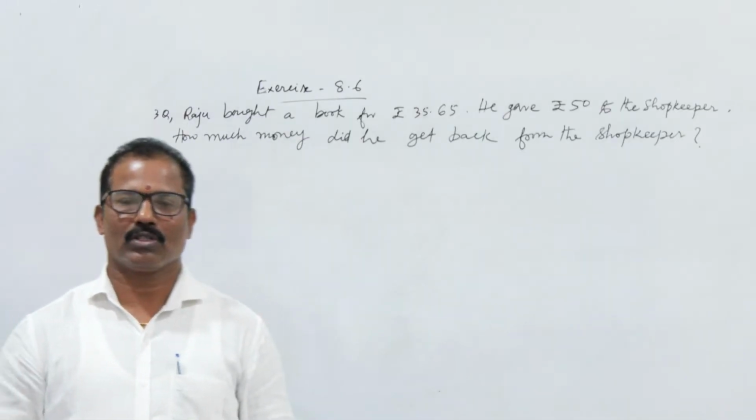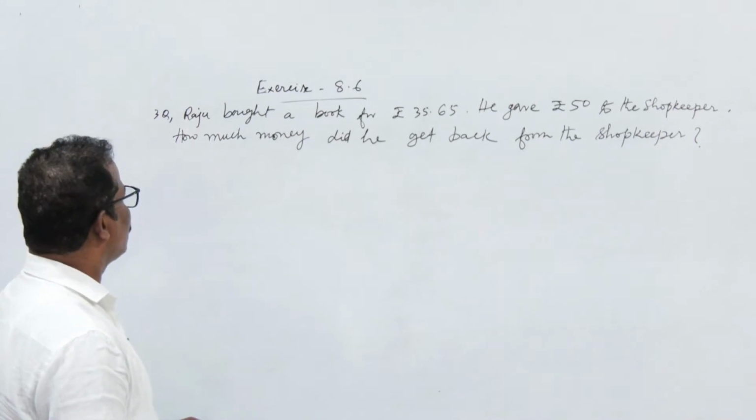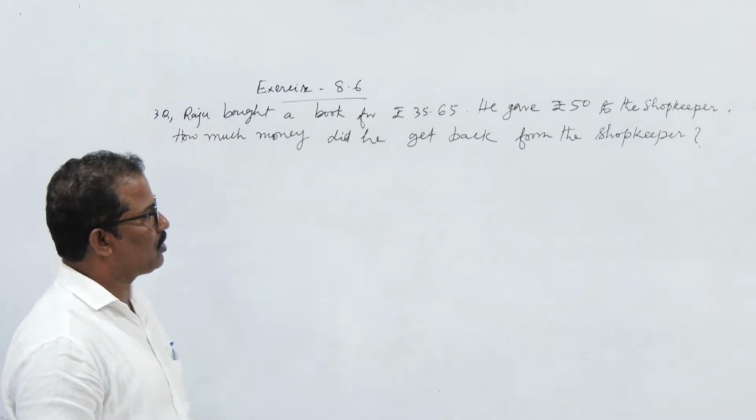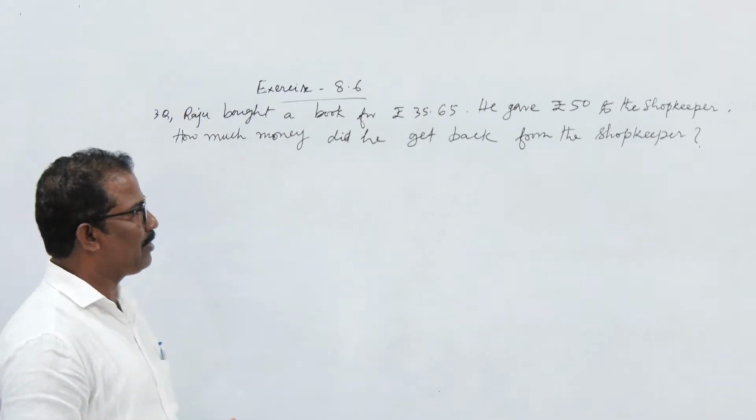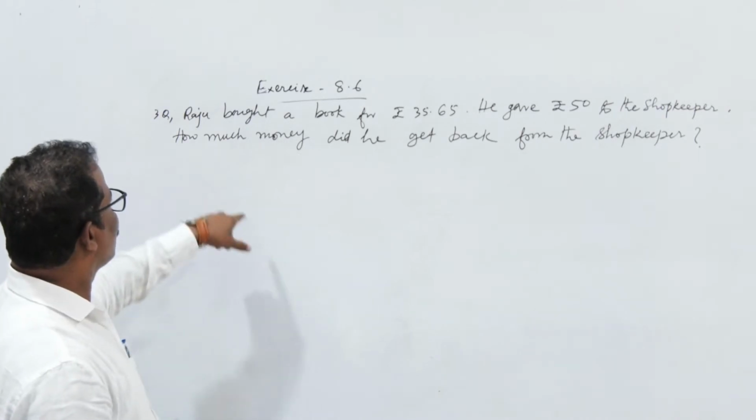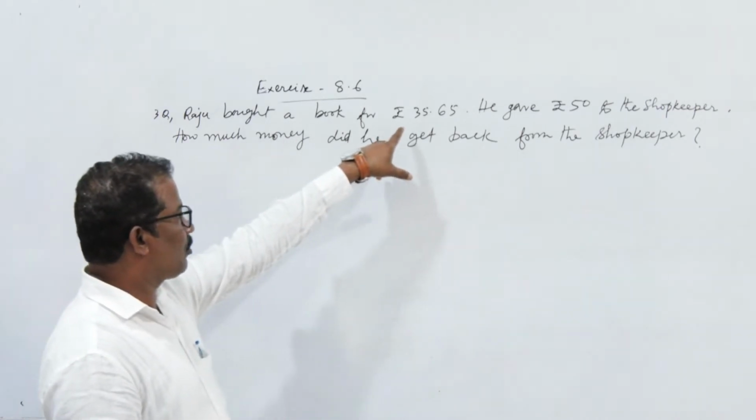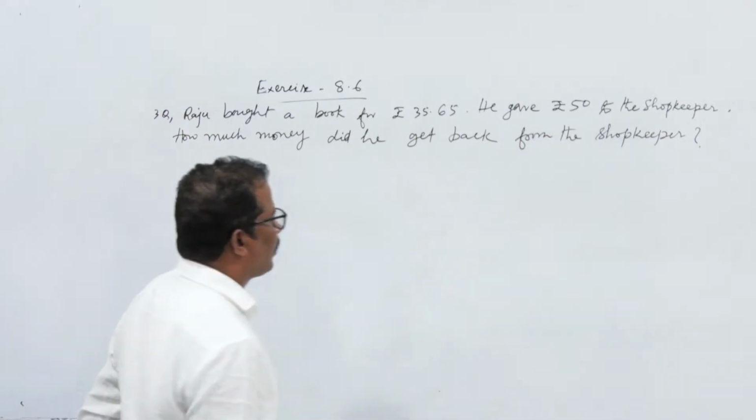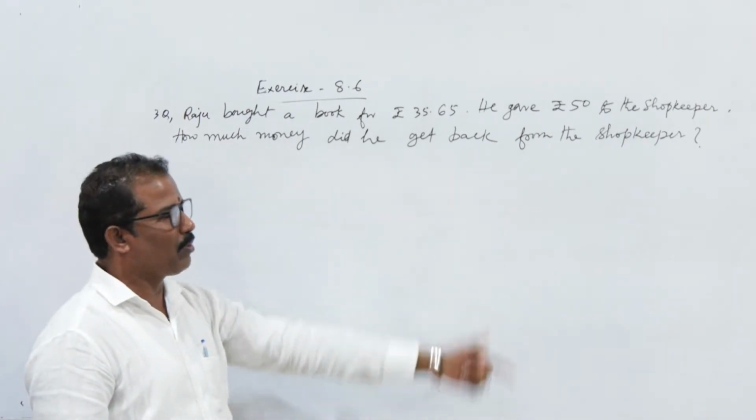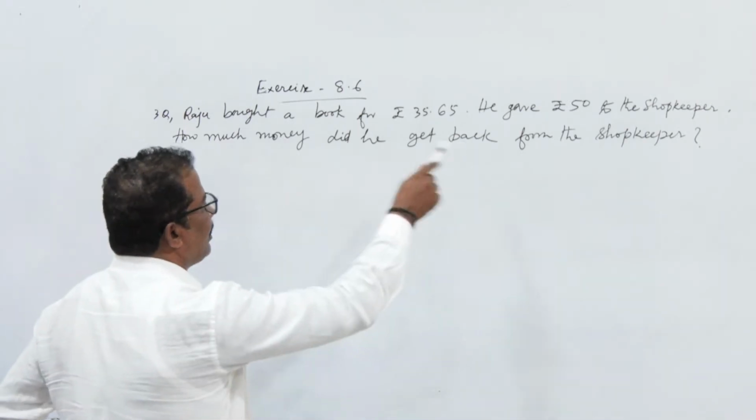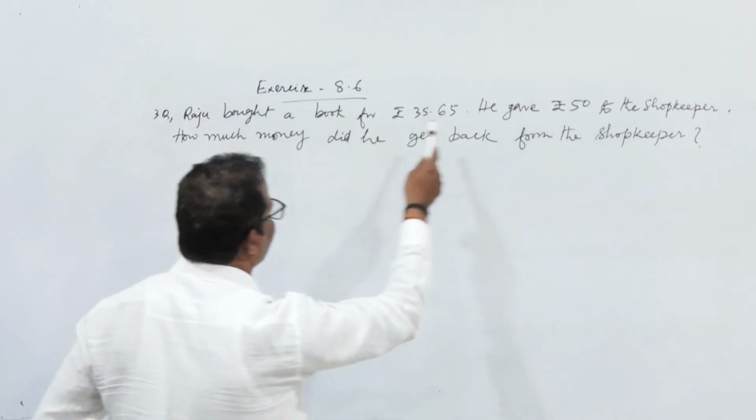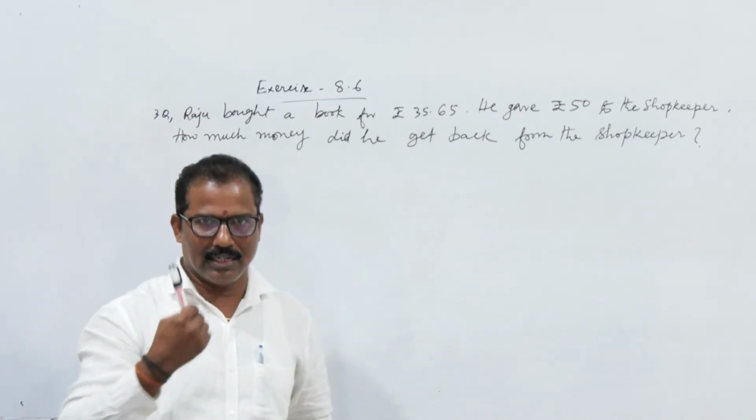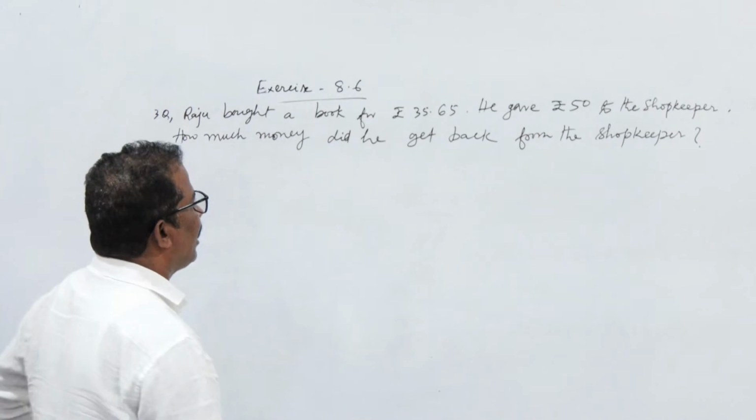Now we are going to see the third question of this exercise. That is, Raju bought a book for rupees 35.65. He gave rupees 50 to the shopkeeper. How much money did he get back from the shopkeeper? See, to buy a book, the cost of the book is 35 rupees 65 paise and he gave a 50 rupees note to the shopkeeper. Understand? So how much money did he get back from the shopkeeper? That means he has given more money, that is 50 rupees, and the cost of the book is only 35 rupees 65 paise. That means some amount he will get returned back. So that is what the question is asking.